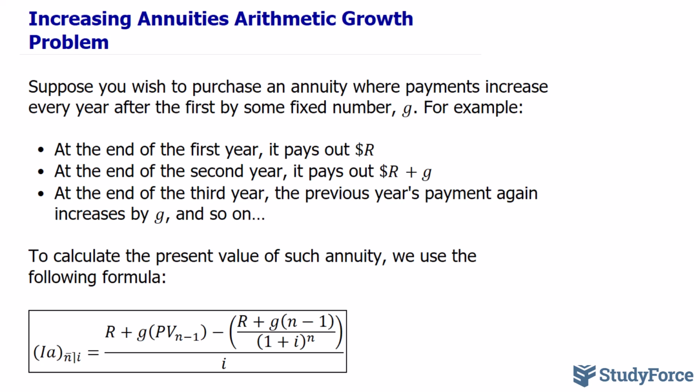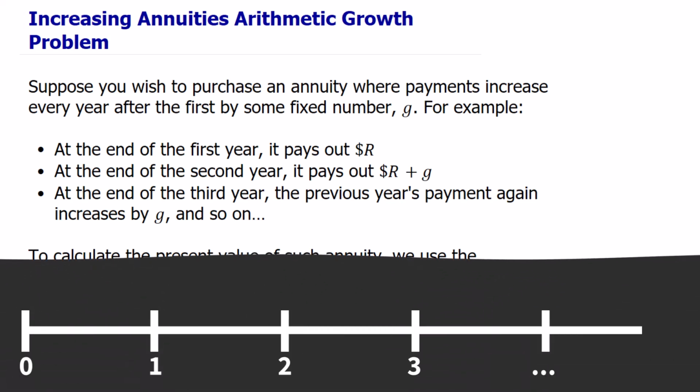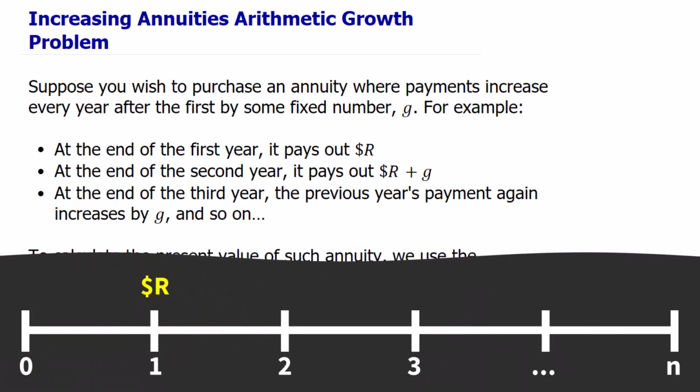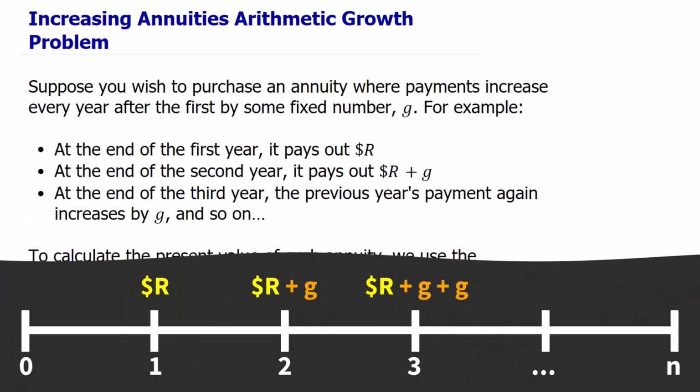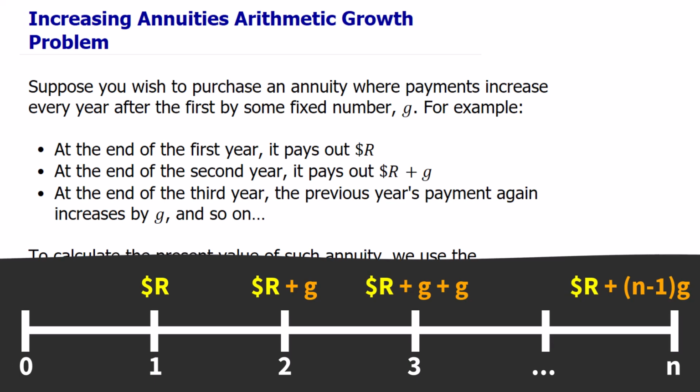Suppose you wish to purchase an annuity where payments increase every year after the first by some fixed number g. For example, at the end of the first year, it pays out R dollars. At the end of the second year, it pays out R dollars plus g. At the end of the third year, the previous year's payment again increases by g, and so on. To calculate the present value of such an annuity, we use the following formula.